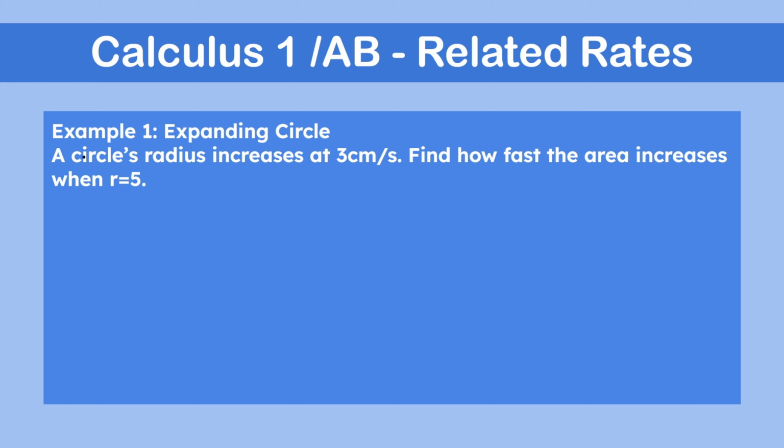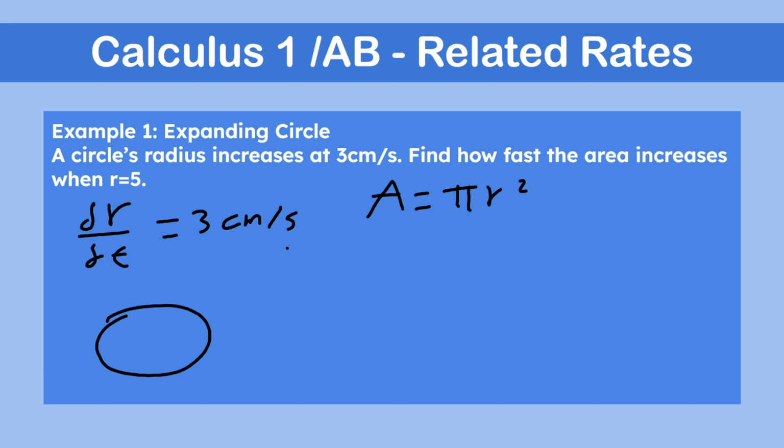So a circle's radius increases at 3 centimeters per second. We're going to find how fast the area increases when r is equal to 5. So let's write the derivative: dr with respect to time, the rate of change of the radius with respect to t, is equal to 3 centimeters per second. We're trying to find how fast the area increases when r is equal to 5. So we know that area is just pi r squared, because we have a circle and the area of a circle is pi r squared.